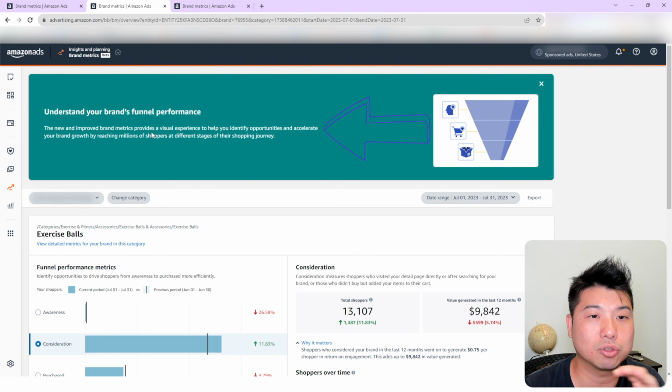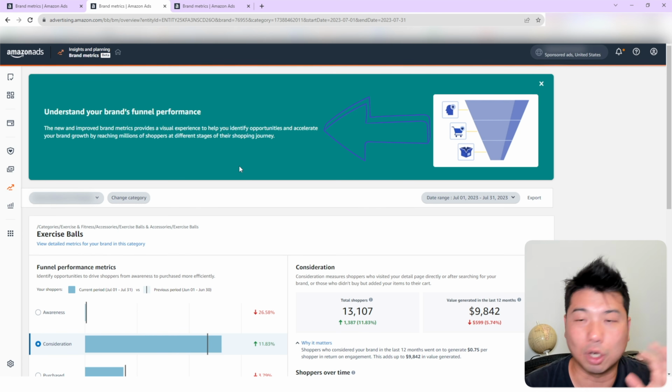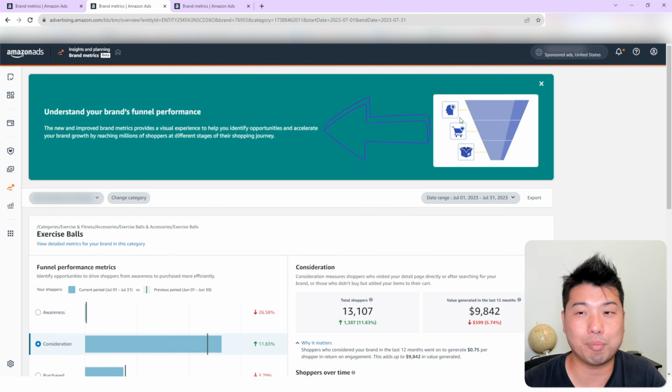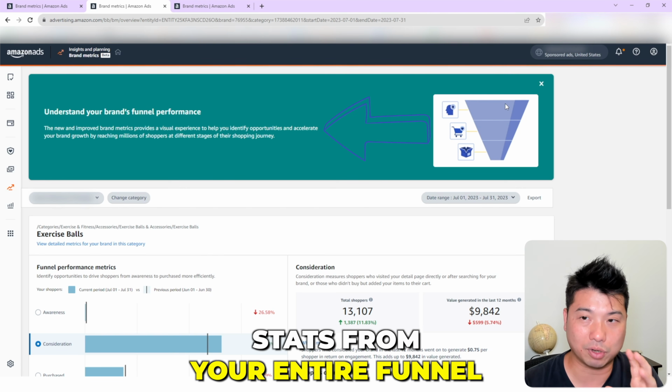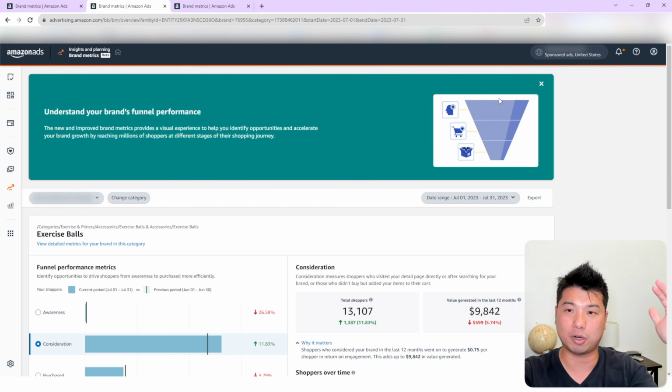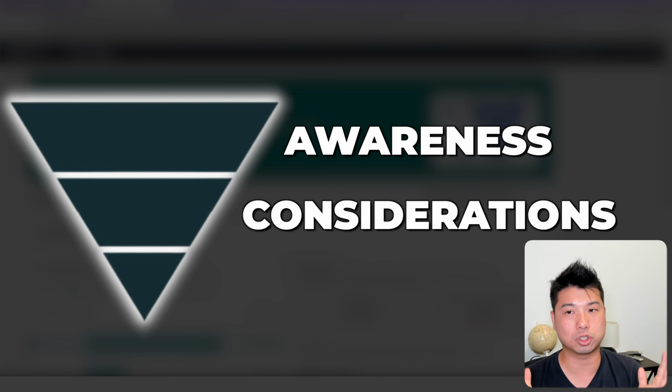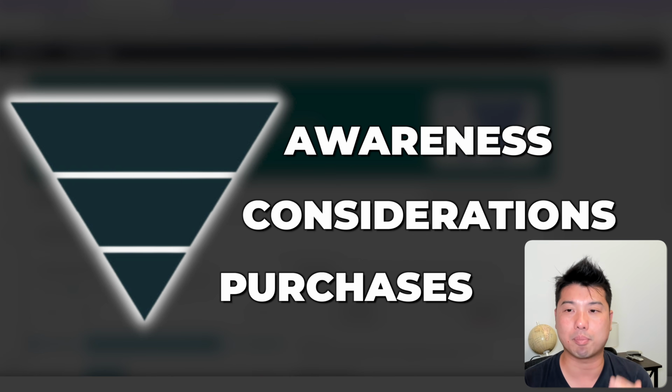The new improved Brand Metrics gives you a visual experience in terms of how you identify options to accelerate your brand growth by reaching shoppers. That's very much a branding slogan, but what it tells you is stats from your entire funnel. So top of the funnel, which is awareness, consideration, which could be add to cart or any interaction with the product page, and also at the end, purchases.